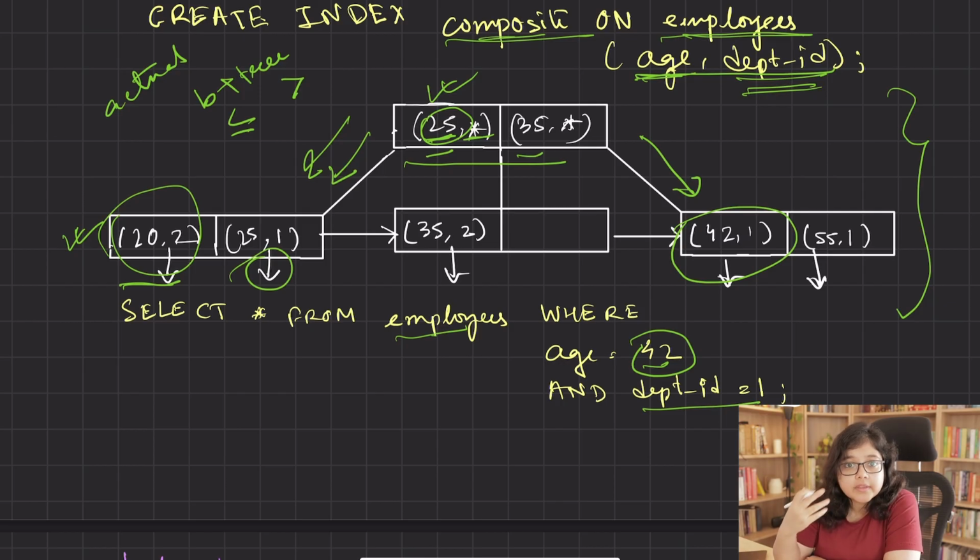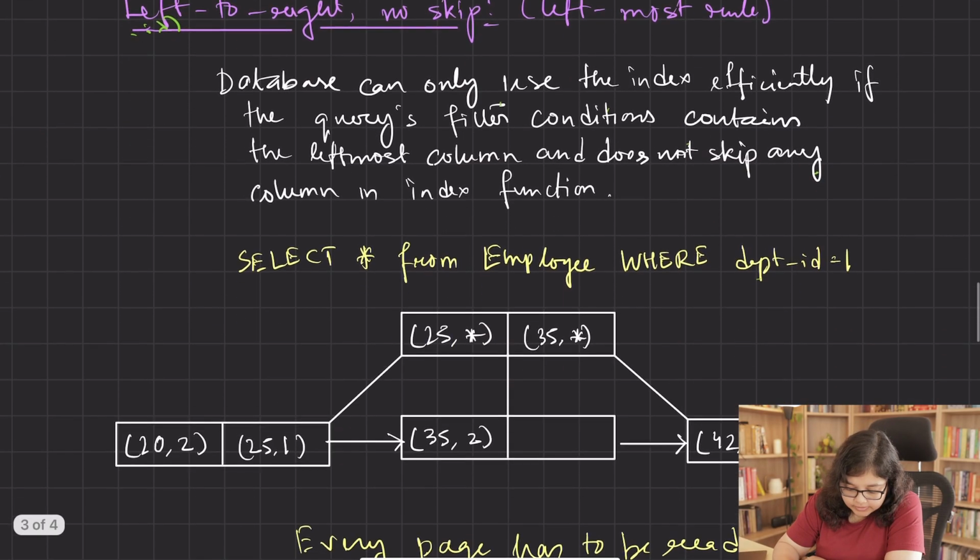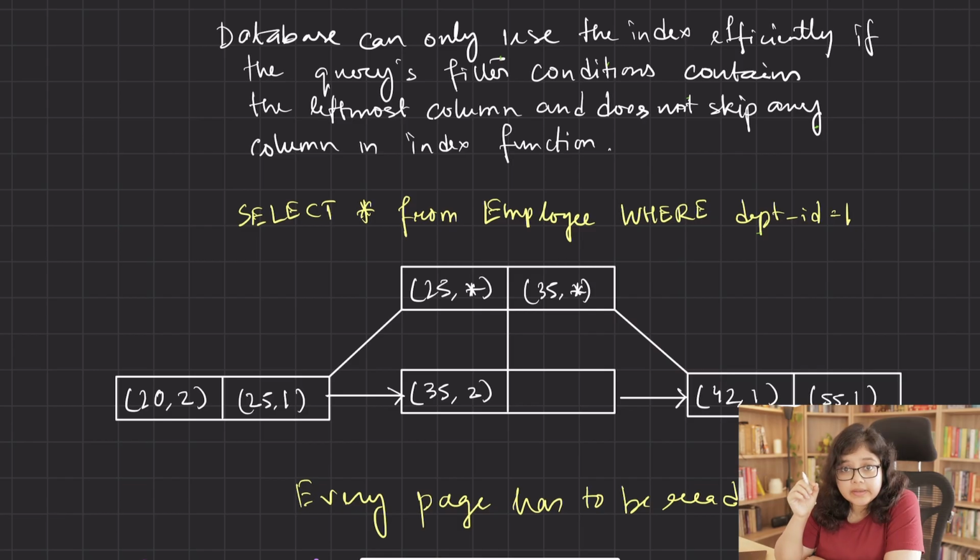Now there are a couple of things to remember while designing a composite index, and they are left to right, no skip, and equality before range. Let's start with the first one. So in composite indices, the database can use the index efficiently if the query's filter conditions contain the leftmost column and do not skip any column in the index definition. What does this mean? Let's understand this with an example.